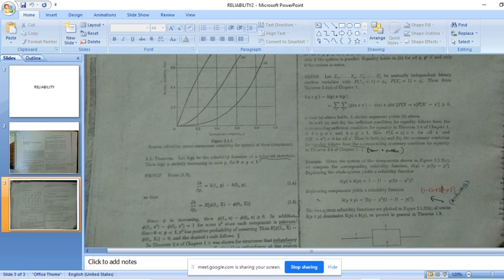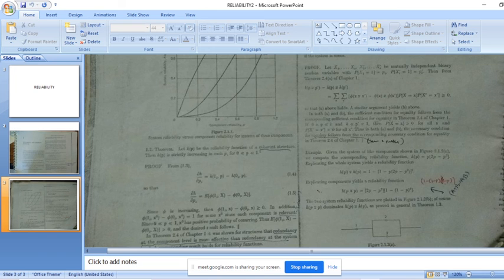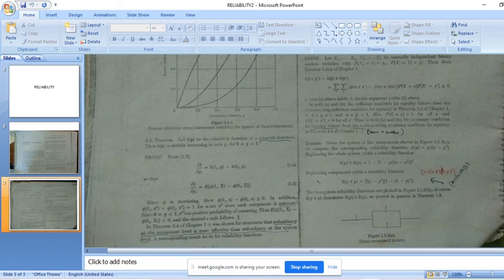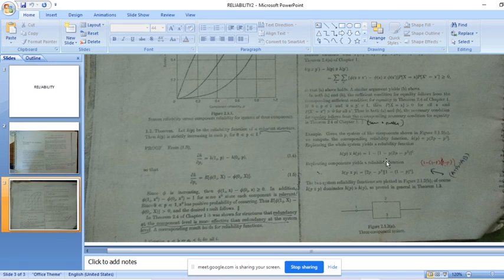Okay, so here we can see one example. Look at this system, and the reliability function is given here, and the cases of parallel and series are discussed. Do it from your home, no problem.